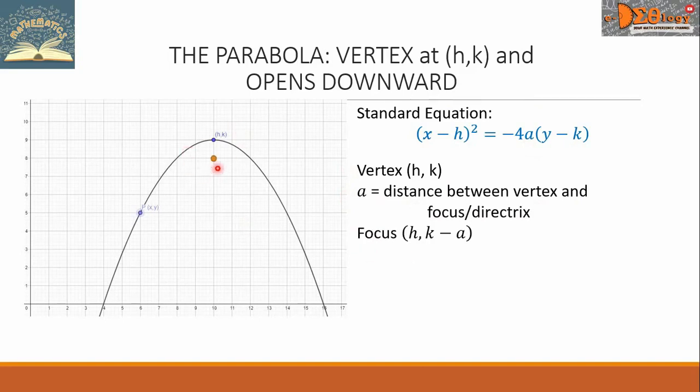Look at our graph. The focus is here, which is a units below the vertex. The coordinates will be (h, k minus a). We have this yellow line here, and this is the directrix. With regard to our a, this is a units above the vertex, and the equation will be y equals k plus a.